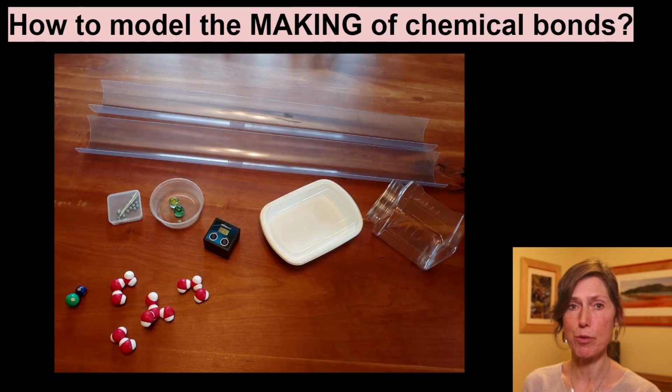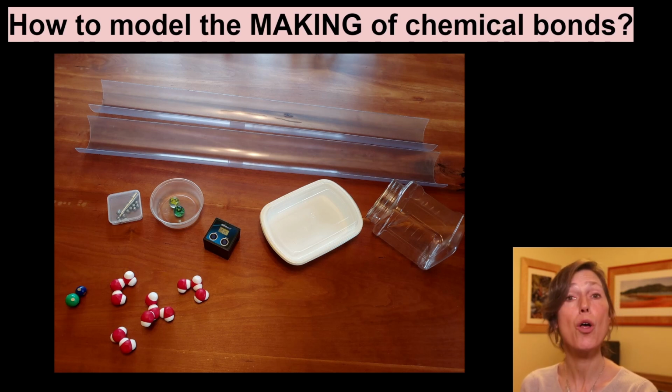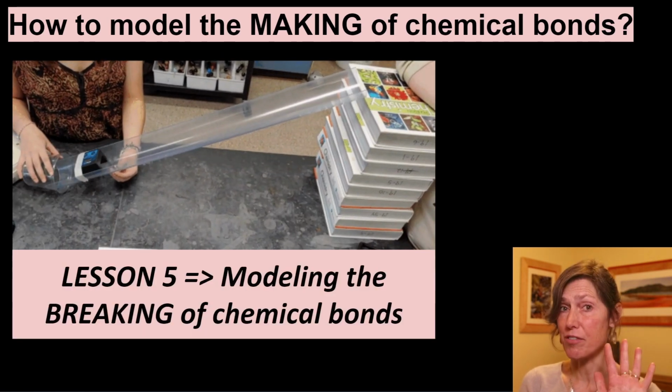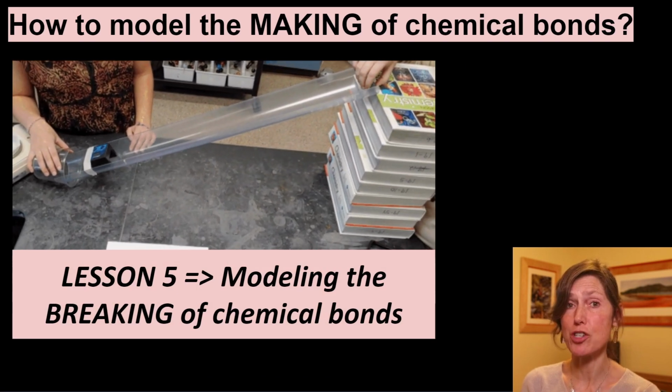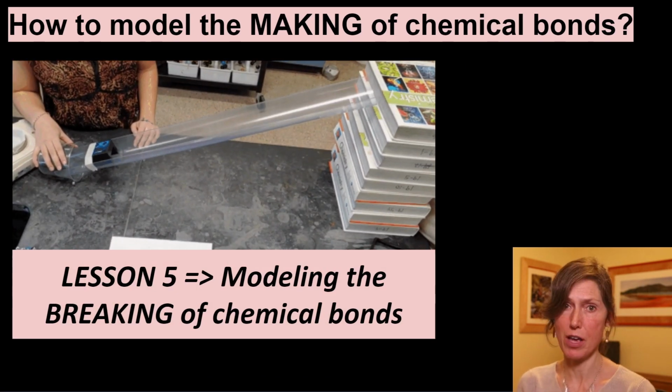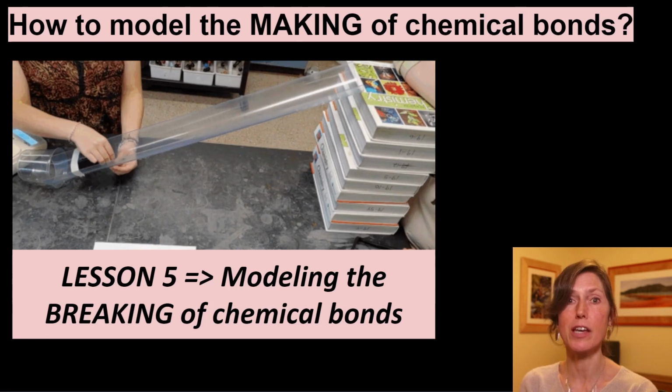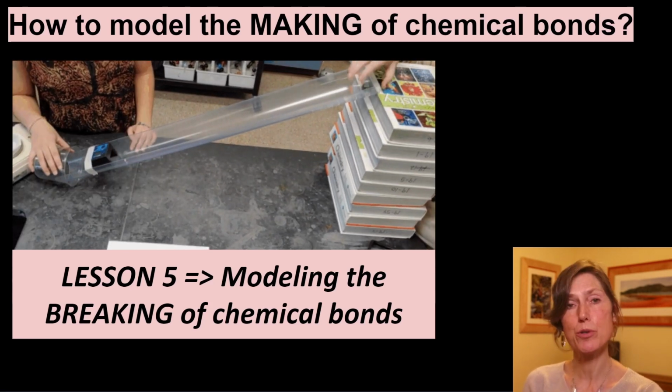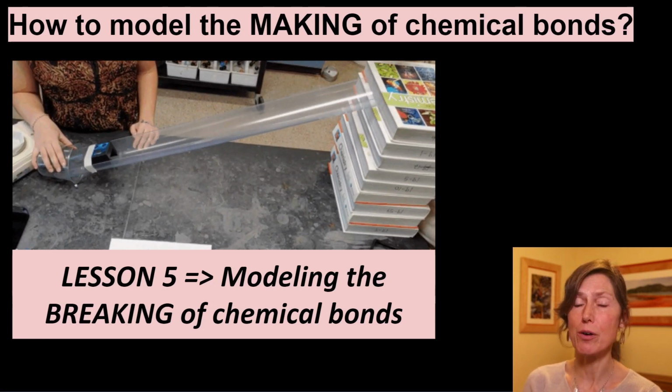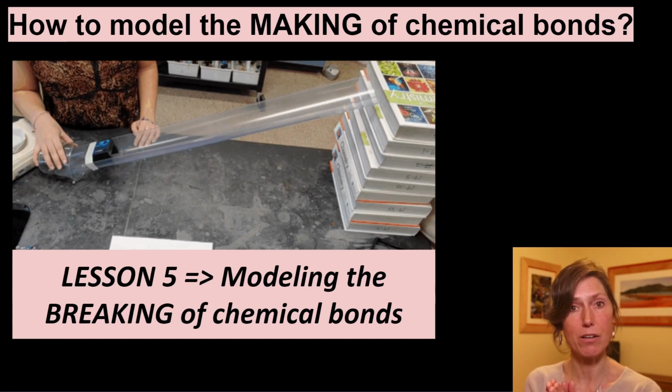We're going to ask them the following: how to model the making of chemical bonds. What you're seeing here are the components that students can use to make this happen. Now remember, lesson 5 is when students were actually modeling the breaking of chemical bonds, as you can see in this GIF animation. And this visual certainly helped them to figure out how best to model the making of chemical bonds.